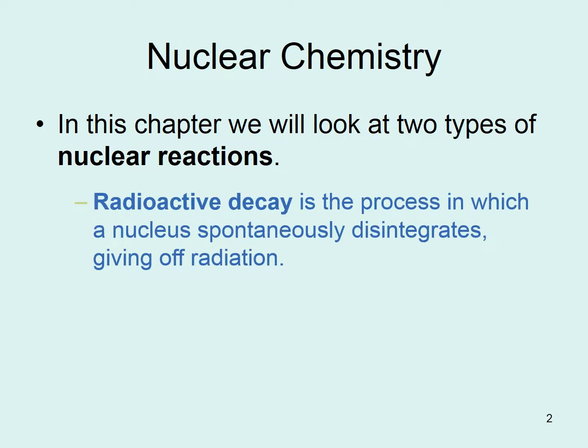The first type is radioactive decay, which is the most prevalent and at least what we're most used to around. It is a process where a nucleus spontaneously disintegrates and gives off radiation when it does. When it disintegrates, it's something that is unstable. So when it disintegrates, it tries to go back to be something more stable, and it gives off radiation in the process.